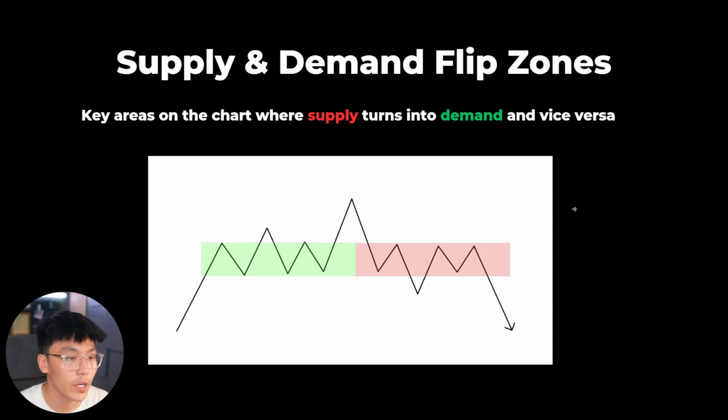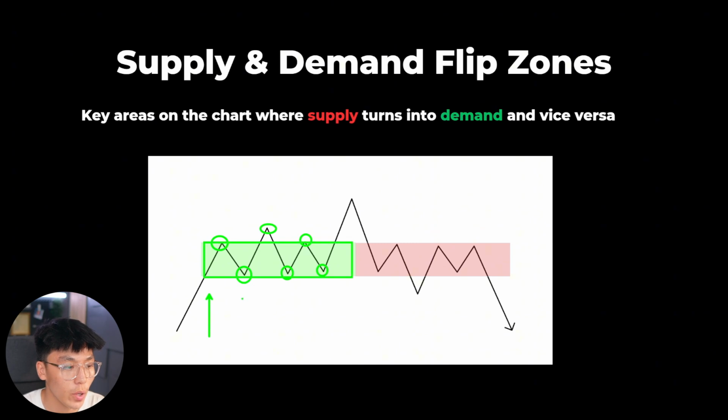The first thing we're going to be talking about for the supply and demand flip zones is that we're going to be looking for key areas on the chart where supply turns into demand and vice versa, right? So supply turns into demand or demand turns into supply. You can see right here, we have a line illustration on the chart and we're clearly in a mini uptrend, right? We're consistently making higher highs and higher lows. In this case, we have what's called our demand zone. You can see price is holding the bottom of the demand zone. And then we end up having our break of structure right here and we have our push towards the upside.